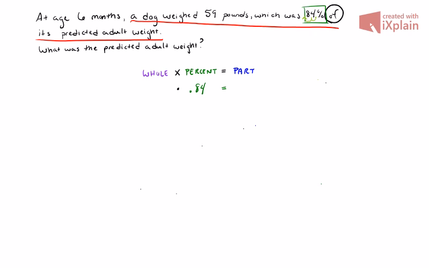We need to decide which of these is referring to the whole number and which is referring to our part, or the amount that we're interested in coming from that whole value. So again, it's reading 84% of its predicted adult weight. We don't know what that adult weight is, because the question asks what was the predicted adult weight. So I'm going to go ahead and put a variable in its place. So that must mean that the dog weighed 59 pounds. The 59 must be referring to the number that we're going to call our part.